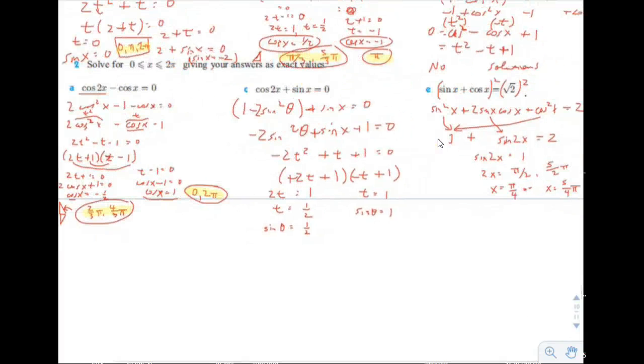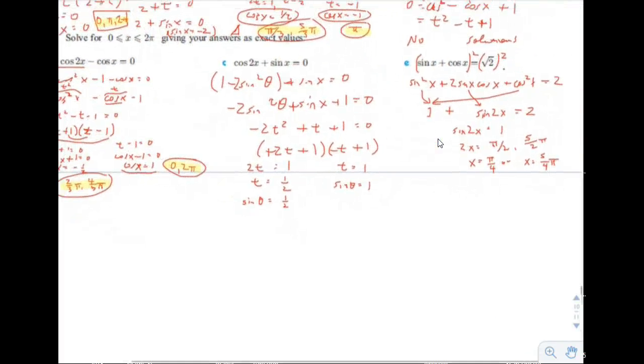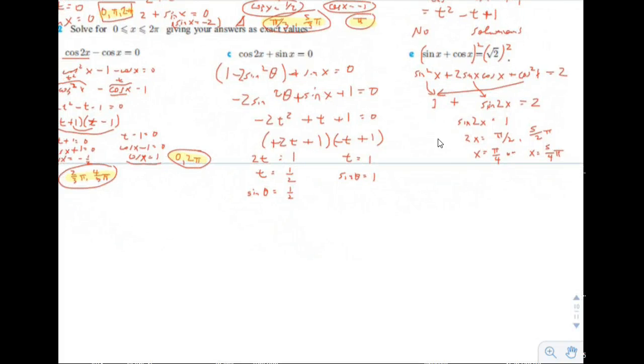Okay, so 2c, cosine of 2x plus sine of x equals 0. For this one, we're going to substitute in for cosine of 2x. That's obviously a hint to use a double angle identity. And in this case, we want to replace it with something with sine in it because we already have sine in the equation. So that would be 1 minus 2 sine squared theta.